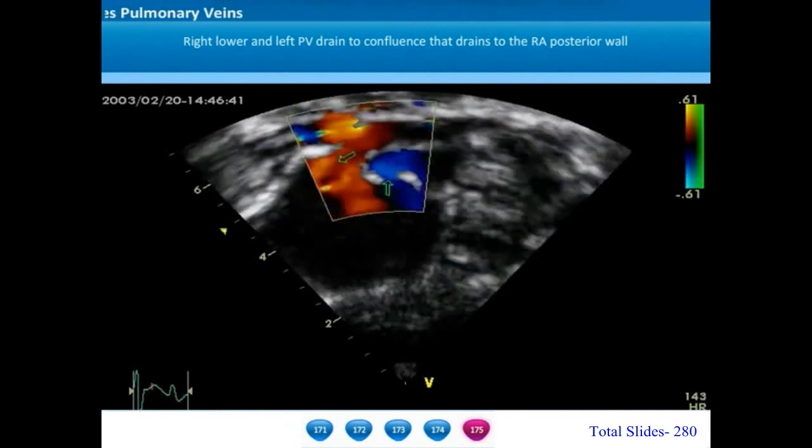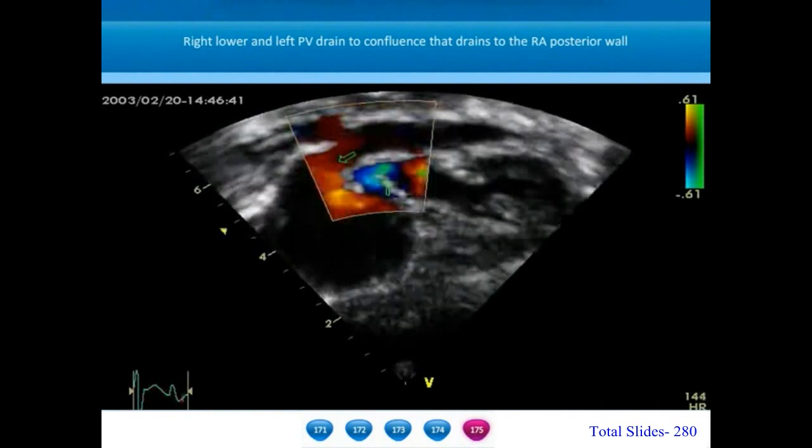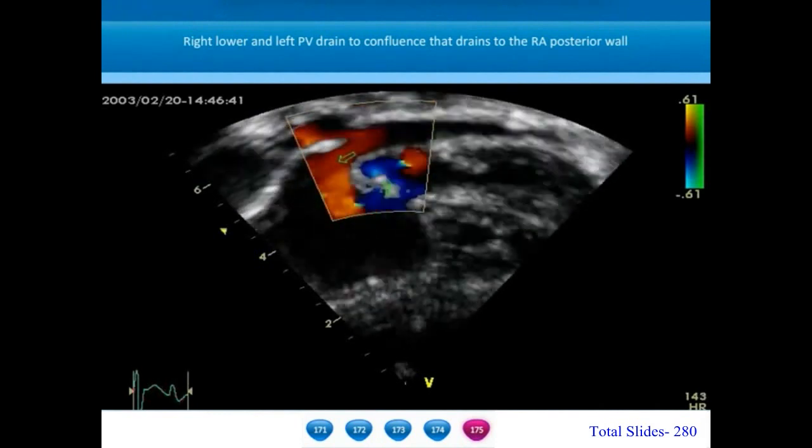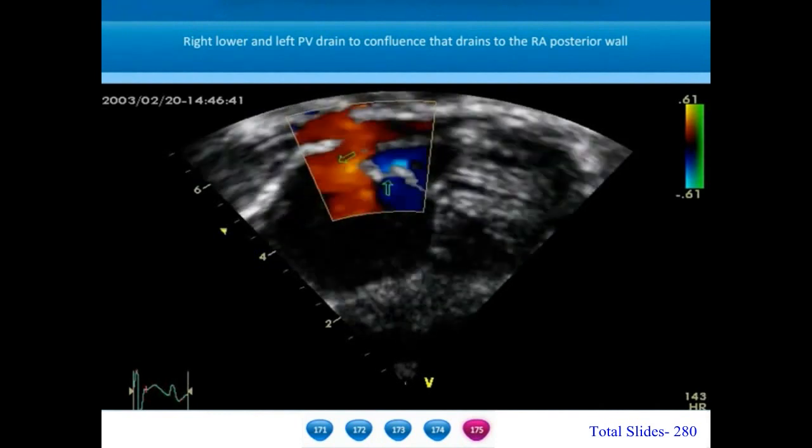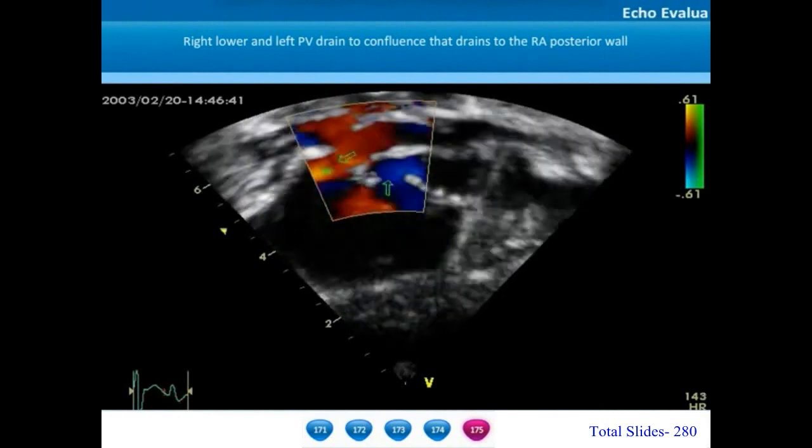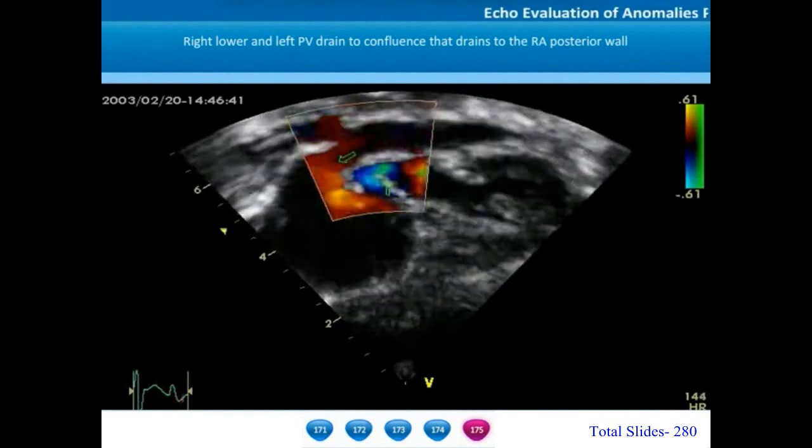After the blood enters the right atrium, it courses into the left atrium through the small fossa ovalis ASD, which is shown by a blue color with the second arrow.